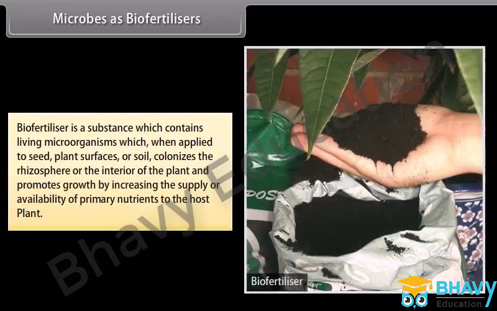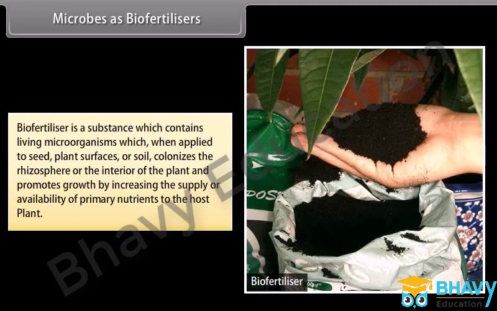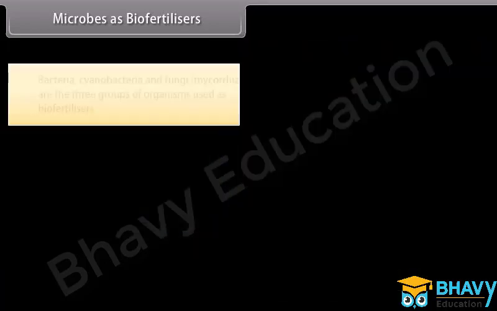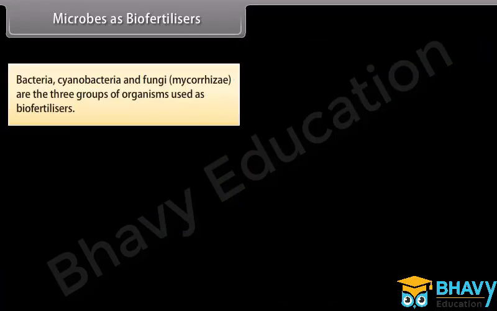Microbes as biofertilizers. Biofertilizer is a substance which contains living microorganisms which, when applied to seed, plant surfaces or soil, colonizes the rhizosphere or the interior of the plant and promotes growth by increasing the supply or availability of primary nutrients to the host plant. Bacteria, cyanobacteria, and fungi, mycorrhizae, are the 3 groups of organisms used as biofertilizers.